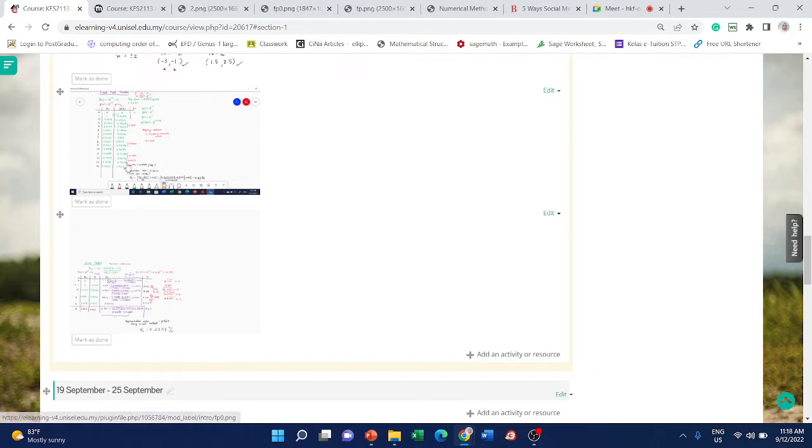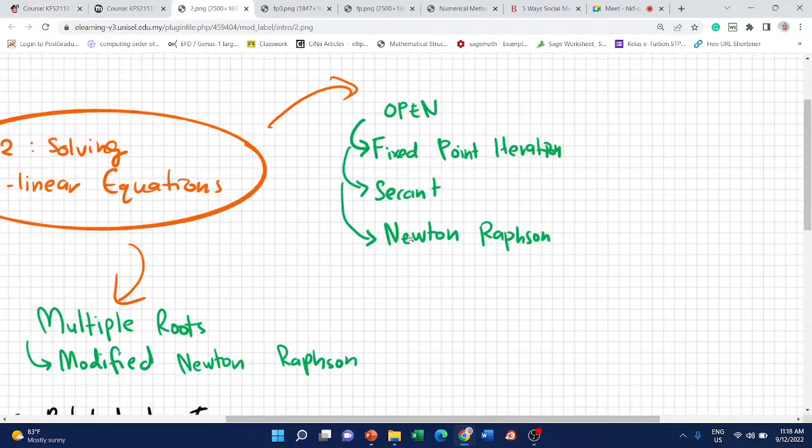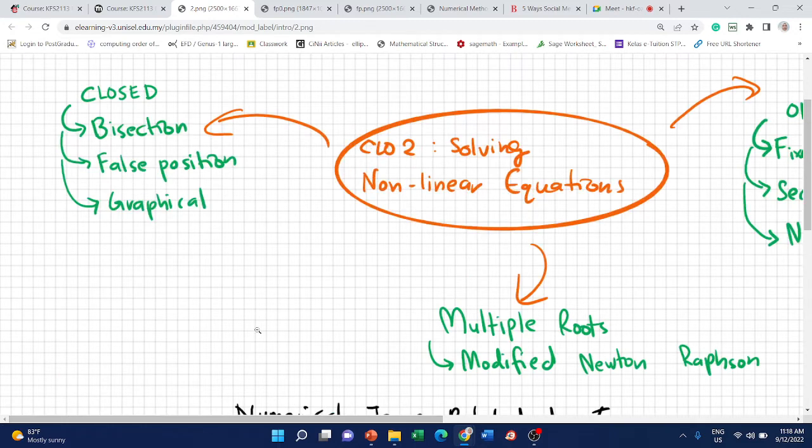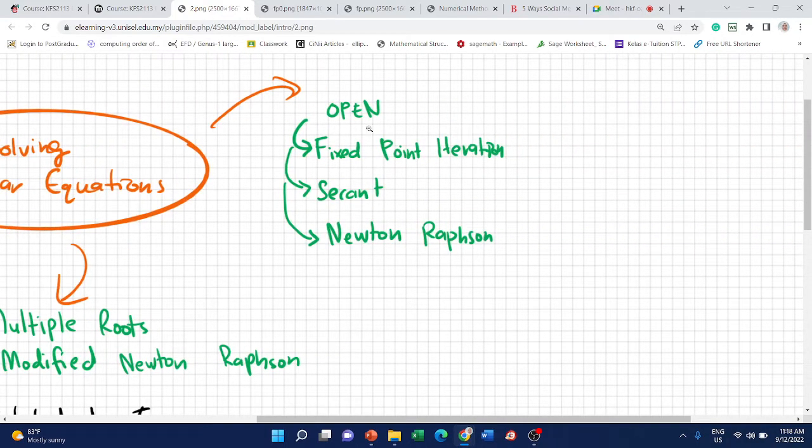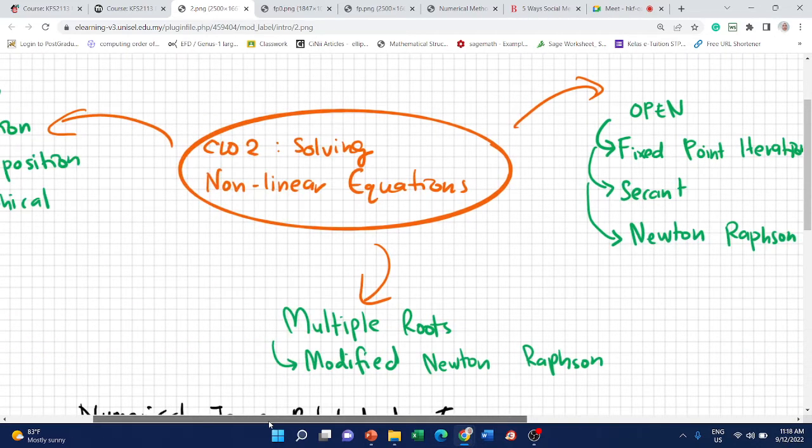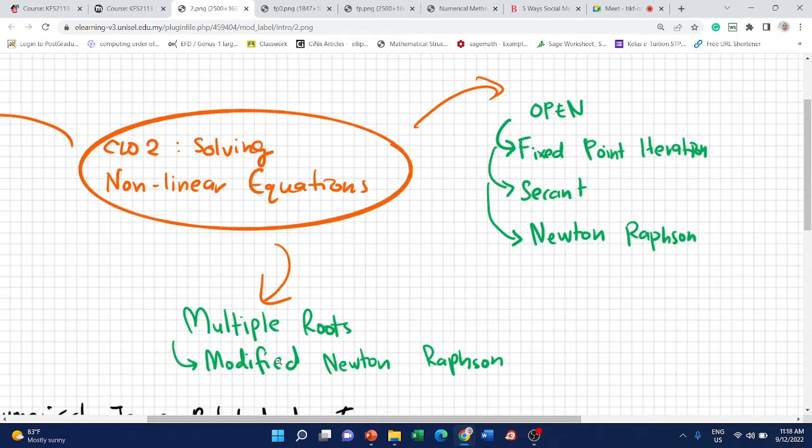Okay, fixed point iteration. Basically, we have done the methods belonging to the closed group. For closed methods, we have graphical, which was last week's topic, bisection, and then false position. Now we will see the methods in the open group, such as fixed point iteration and secant. Newton-Raphson will be covered in the next class.